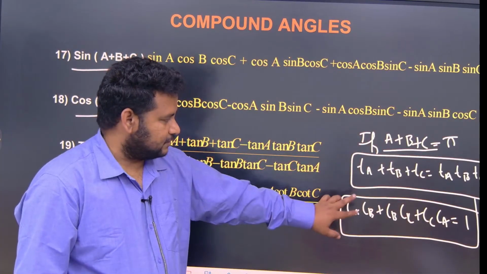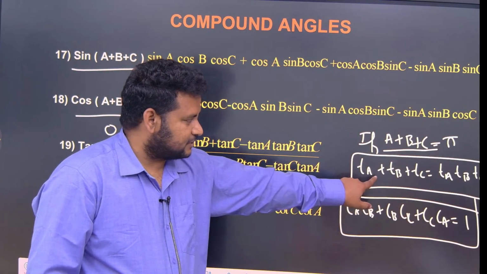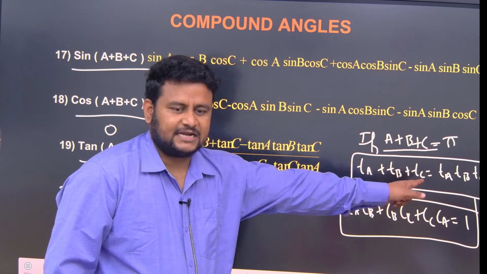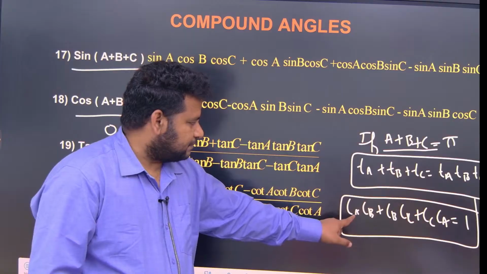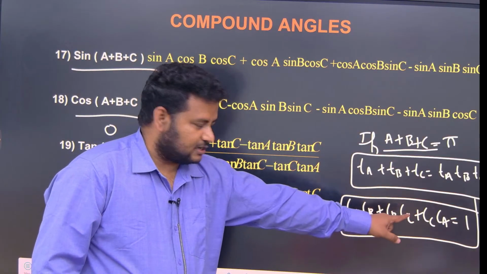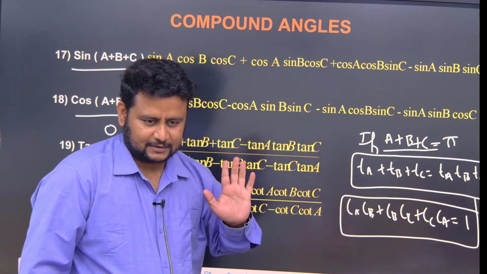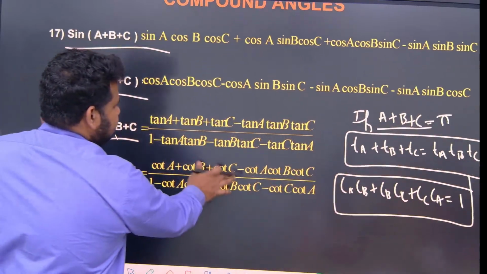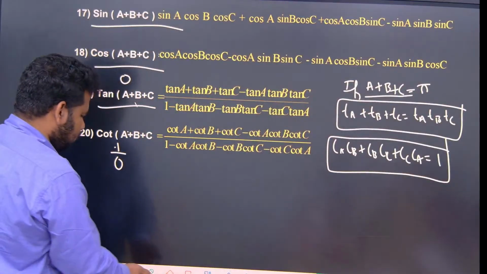That's why please remember. When it is pi, tan A plus tan B plus tan C is equal to tan A tan B tan C. Directly you should write it. And cot A cot B plus cot B cot C plus cot C cot A is equal to 1. Clear?